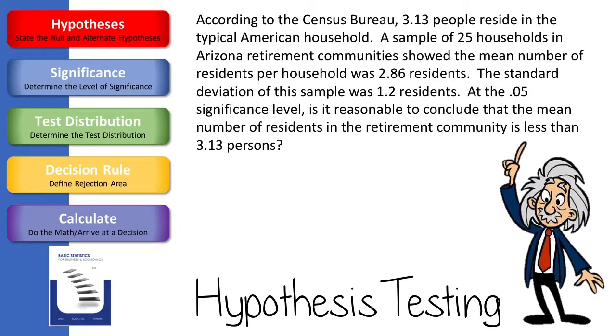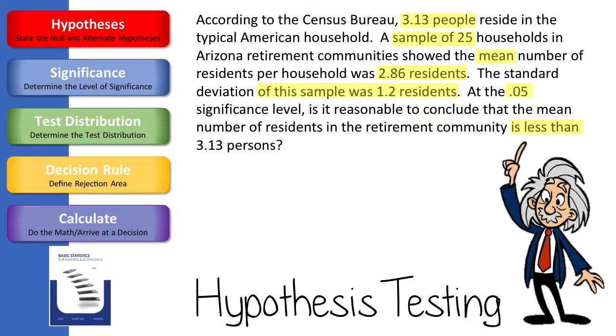Okay. Let's go back and we're going to read it a second time, highlighting important information as we go. Here we go. According to the Census Bureau, 3.13 people reside in the typical American household. A sample of 25 households in Arizona retirement communities showed that the mean number of residents per household was 2.86 residents. The standard deviation of the sample was 1.2 residents. At the 0.05 significance level, is it reasonable to conclude that the mean number of residents in the retirement community is less than 3.13 persons?